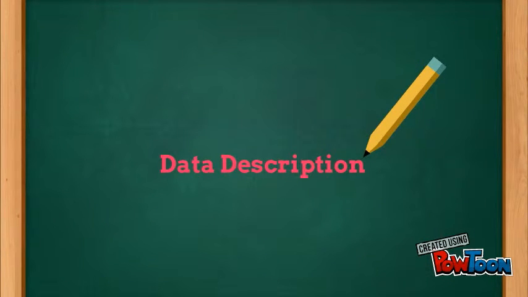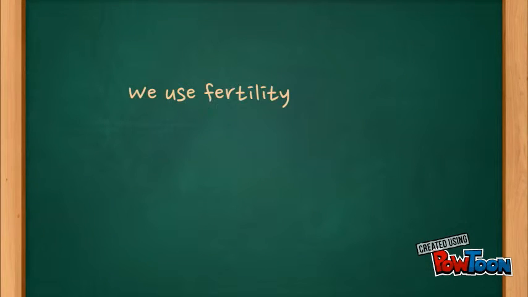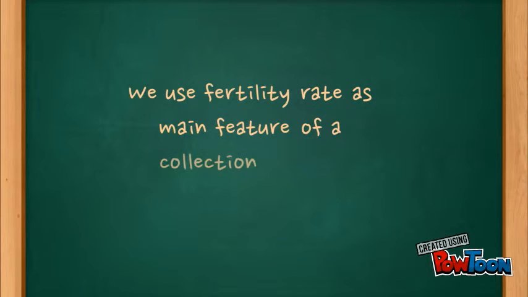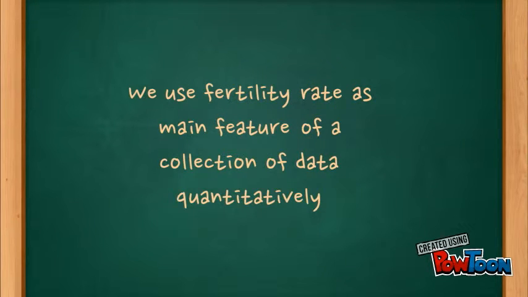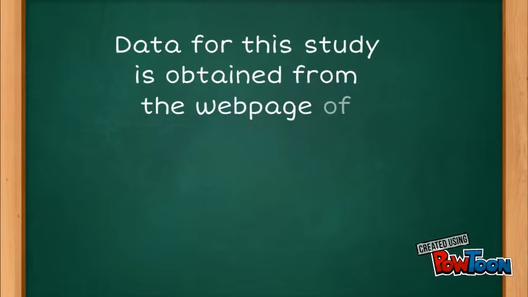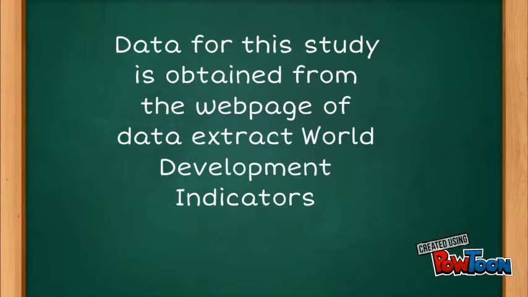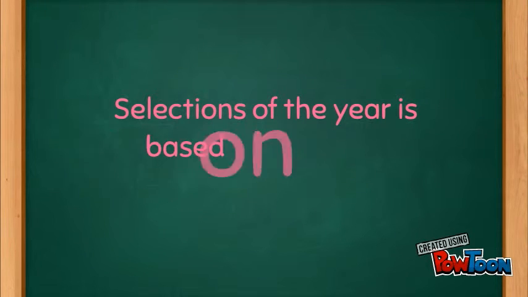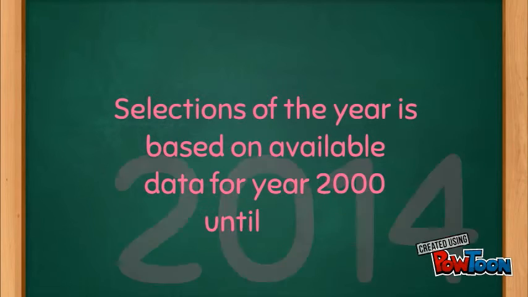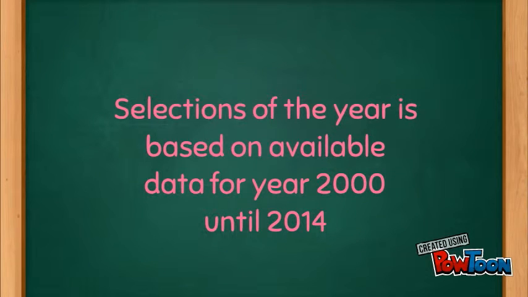Data description. We use fertility rate as a measure of a collection of data quantitatively. Data for this study is obtained from the webpage of Data Extract World Development Indicators. Selection of the year is based on available data for year 2000 until 2014.